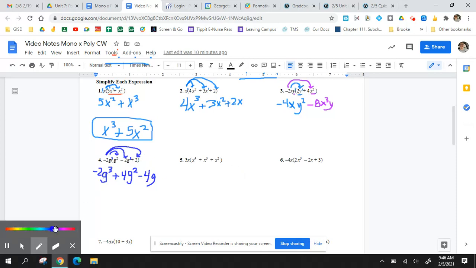Let's look at number 5. Let me change my color. So again, 3x times x to the 4th. So this is an x to the 1 power. So 1 plus 4 would give you 5 as an exponent. So 3x to the 5th.